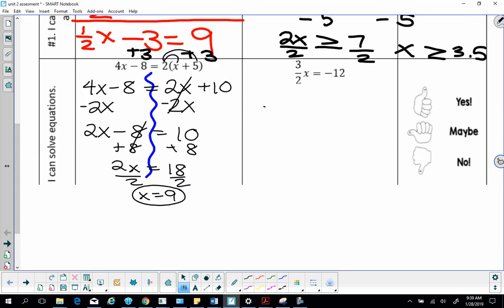Did everyone understand what Kamari just asked? Kamari said if I moved it a separate way, like I moved 4x to the other side and 10 to this side, you would still get the same answer. How could I check my work?